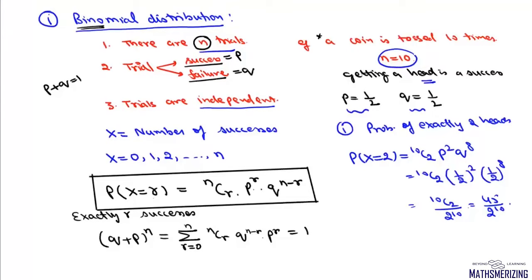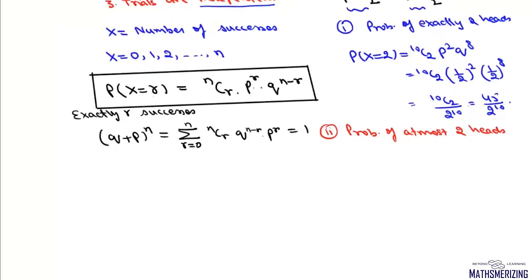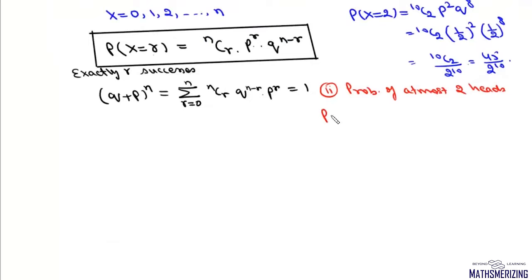Now suppose for the same question, it says find the probability of at most 2 heads. When it says the probability of getting at most 2 heads, x should be less than or equal to 2, which is the probability of x equal to 0 plus the probability of x equal to 1 plus the probability of x equals 2.